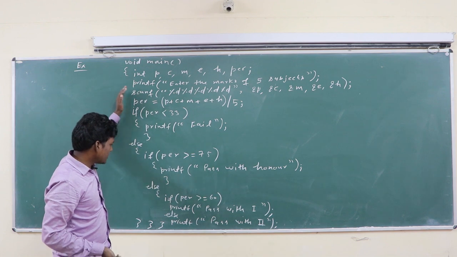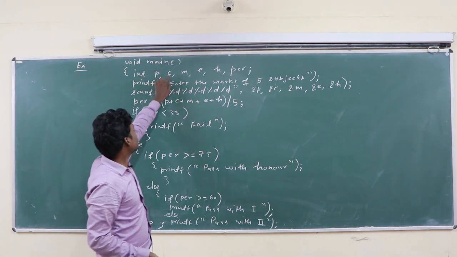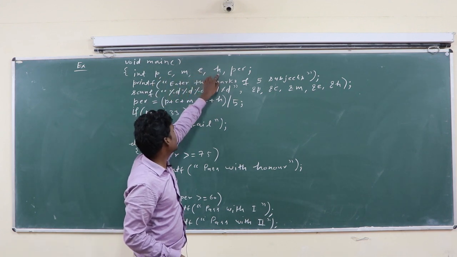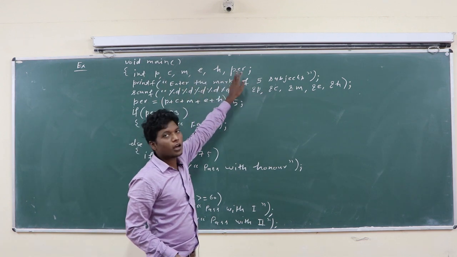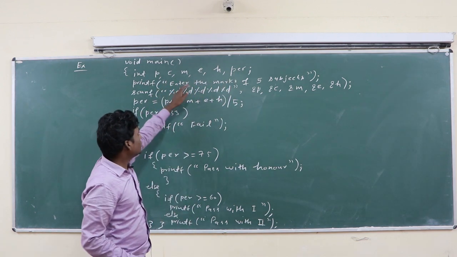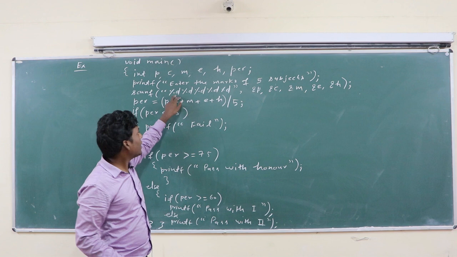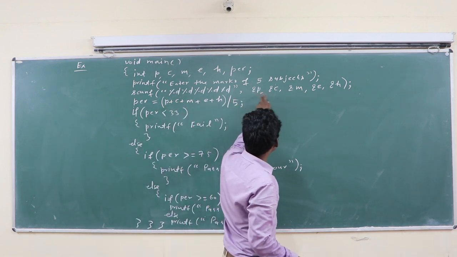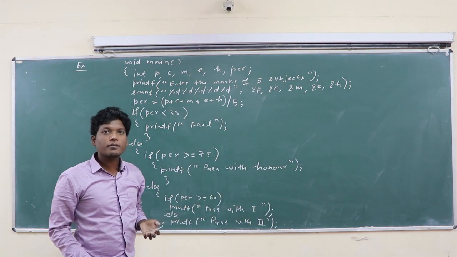So class, here we can see that there are 5 variables p, c, m, e, h for physics, chemistry, math, English and Hindi. These 5 variables are integer types. Percentage is also integer type. You may choose float also. Enter the marks of 5 subjects. The student has entered the marks of 5 subjects: physics, chemistry, math, English and Hindi.